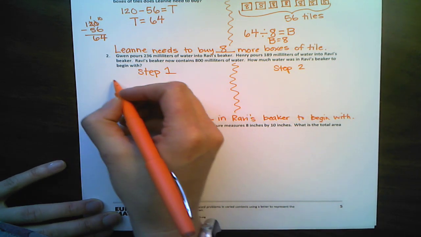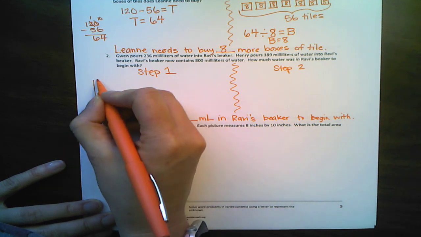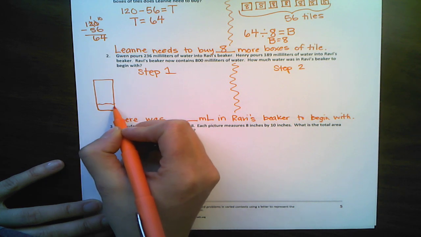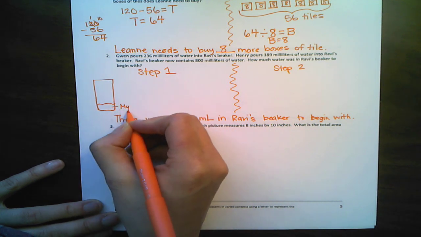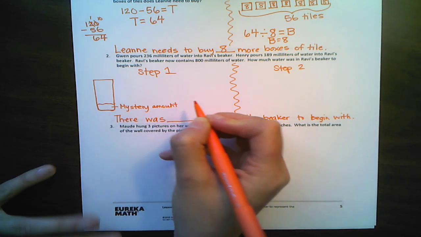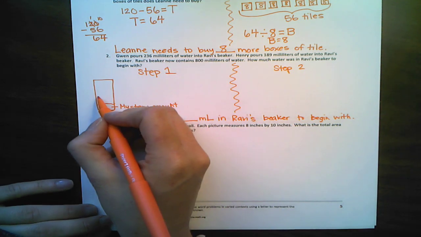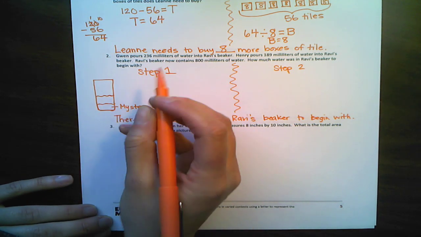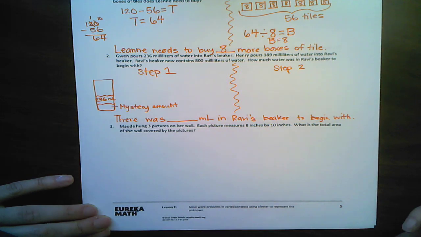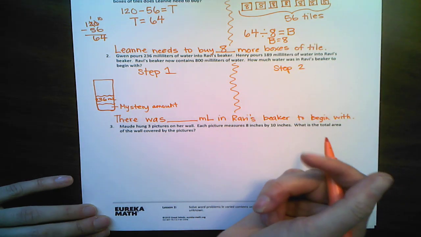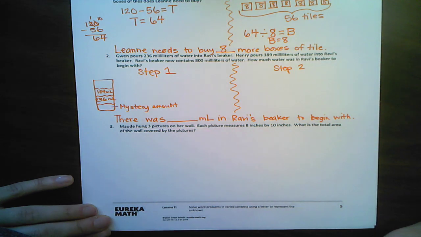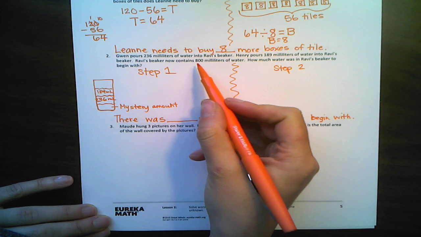So first we have, let's draw a little beaker. We have a mystery amount right here, right? This is our mystery amount. And then Gwen went ahead and poured in 236 milliliters. And then Henry went ahead and poured in 189 milliliters into Ravi's beaker. And now it contains 800.